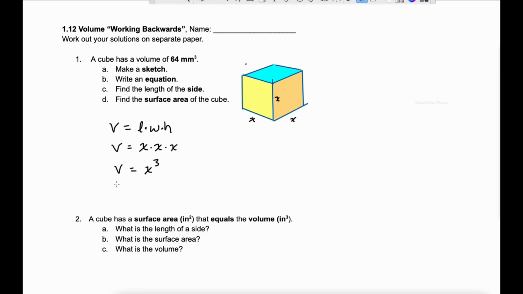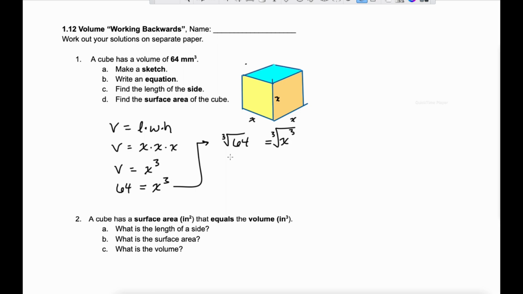The volume is 64, and we're solving for x. So we need to take the cube root of 64. That's how we get rid of a cube. So it's not a square root, it's a cube root. What we're doing is trying to figure out what number times itself 3 times is 64.